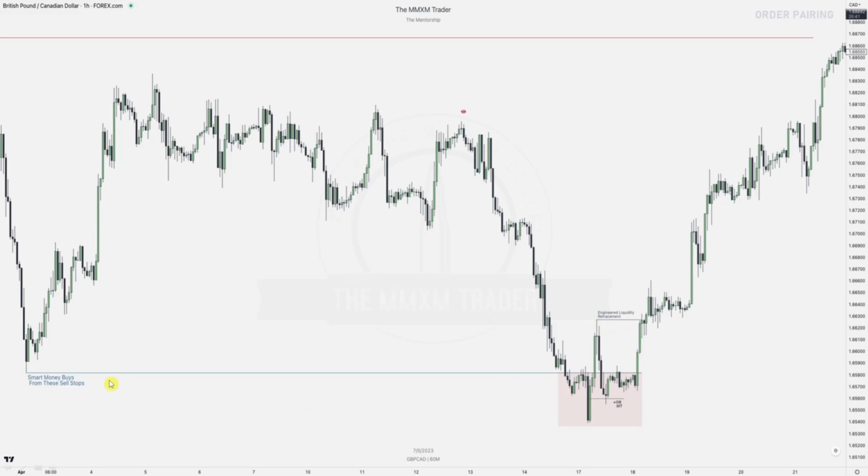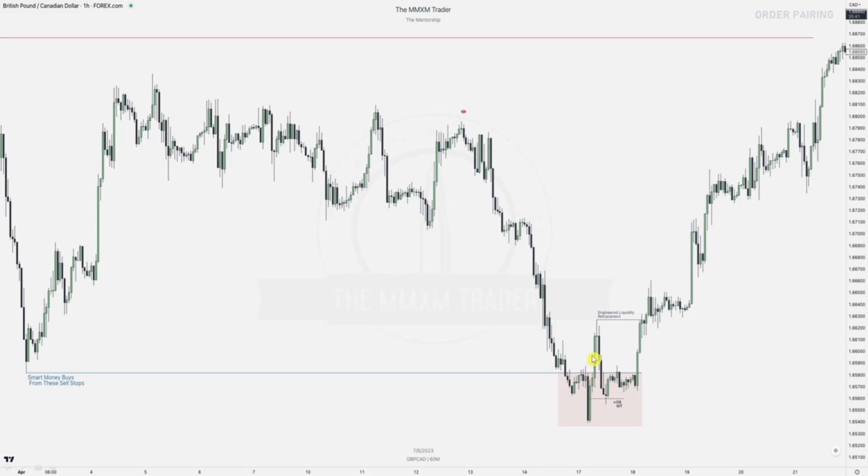So we can see that this old low down here, right? Where does smart money pair their orders, right? With willing sellers, their sell stops down here. They're accumulating their long position in this area over here because it's below this old low, right?